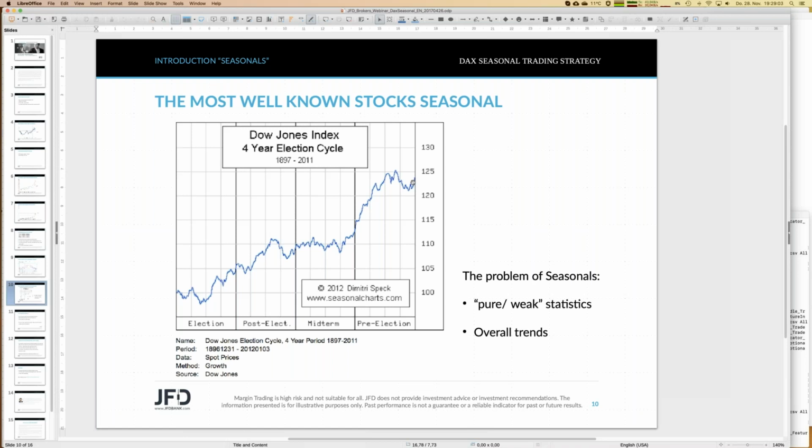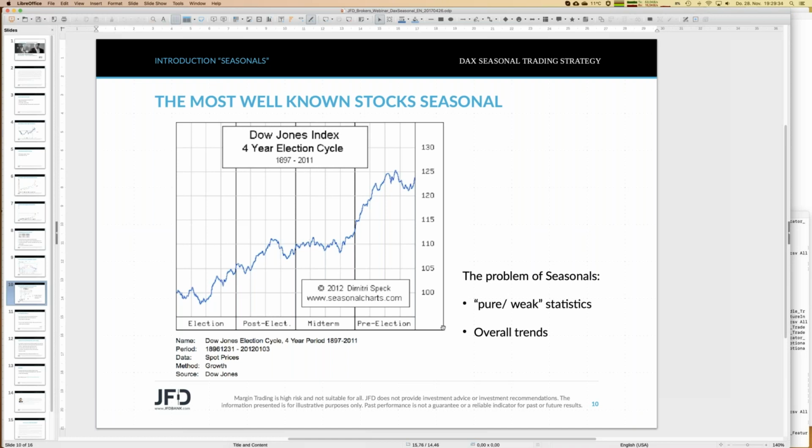Or other statistics which look for the overall trend during a year. Okay, then we don't have a 4-year cycle, we have a 1-year cycle, but in most cases we don't have 120 years. We might look for the last 20 years of the DAX. Okay, then we have a statistic of 20 per each month. That's not a good statistic. So we need more. We need a better statistic.